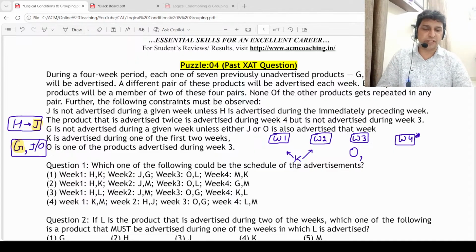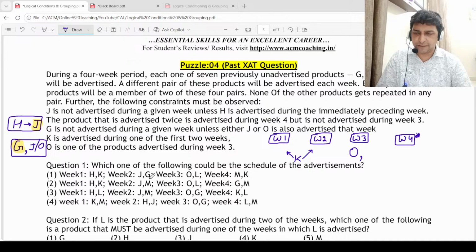Which one of the following could be the schedule for the advertisements? Now the first says week 1 H and K, possible. Week 2 J and G, that is possible because we have H, after H we have J, that is okay. And along with G we have J or O, that is also happening. O is in the third week, that is right. M or K, there are two options, and week 4 has a repetition of K.